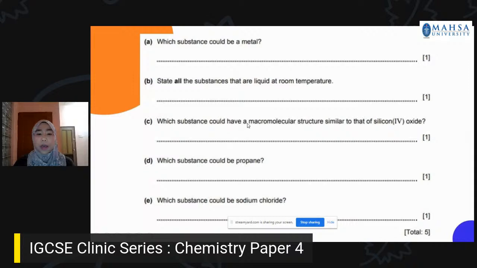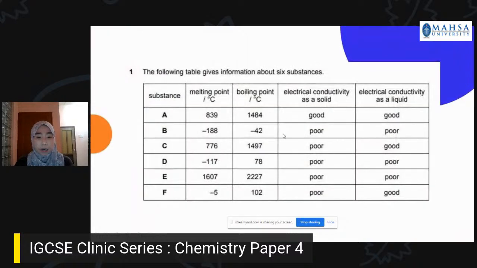Which substance could have a macromolecular structure similar to silicon dioxide? Macromolecular structure is a very giant structure and it's a strong structure. So basically, you can refer to the one having a high melting point and a high boiling point. The one having a high melting point and high boiling point will be C as well as E. A is already eliminated because A is a metal. So C and then E.